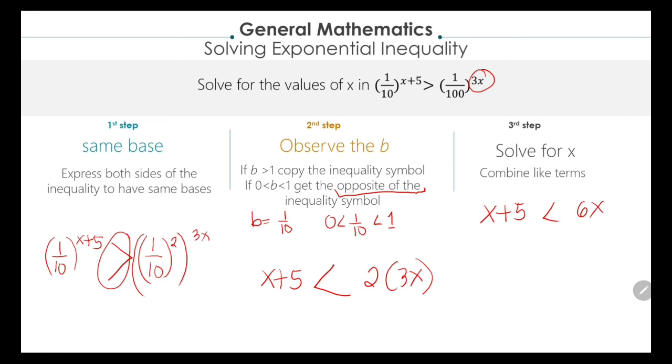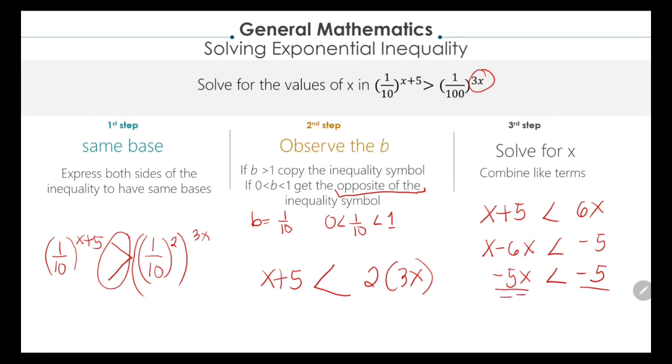And then combine like terms. We now have x minus 6x is less than negative 5. So, you have to eliminate positive 5 on the left side. So, it will become negative 5 on the right side. You have to eliminate 6x on the right side. So, you have to add additive inverse. And that is negative 6x. That's why we have negative 6x on the left side. Now, x minus 6x is negative 5x is less than negative 5.